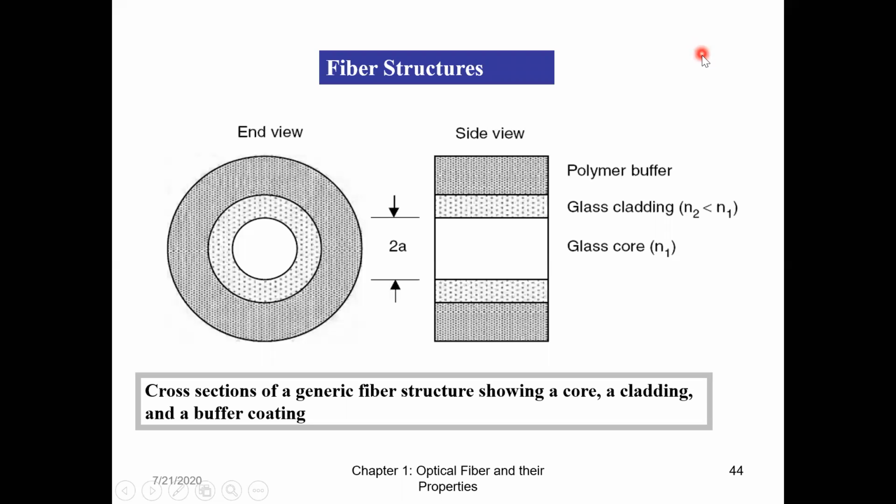Draw this diagram. In any numerical, if they give A is equal to something, it is understood that they are mentioning the radius or saying something about the diameter of the core. And your N1 should be greater than N2, or you can say N2 is less than N1.